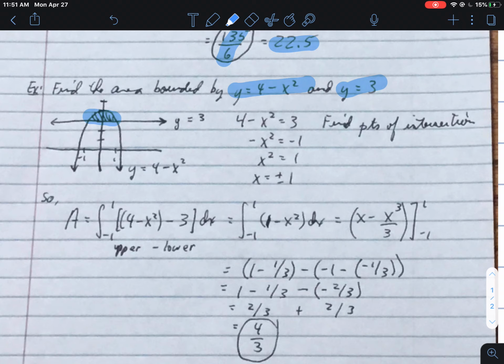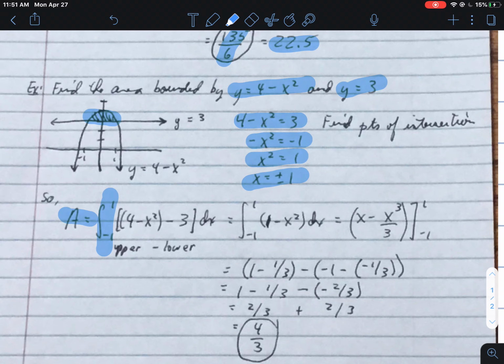And we needed our points of intersection. So again, I set those equal to each other. 4 minus x squared equals 3. Subtracting 4, I've got negative x squared equals negative 1, or dividing by negative 1, x squared equals 1, so x would be positive or negative 1. So that gives us our limits of integration. I've got the area between those two curves. That shaded region then is the integral from negative 1 to 1 of the upper curve minus the lower curve. Right? So 4 minus x squared is on top, and then the horizontal line y equals 3 is on the bottom for that shaded region.